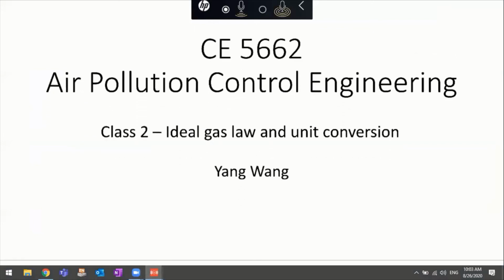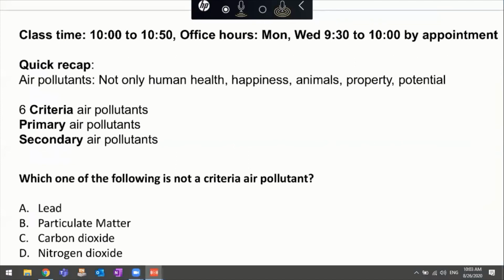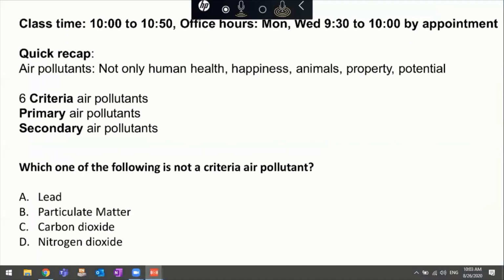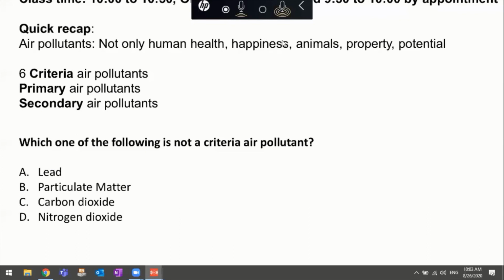Again, we're talking about air pollution control engineering, and this is basically our class time and office hours. I think we have everyone here in the class, so let's do a quiz about the contents of last class, right? Which one of the following is not a criteria air pollutant? I'll launch this quiz problem. We learned 6 criteria air pollutants.